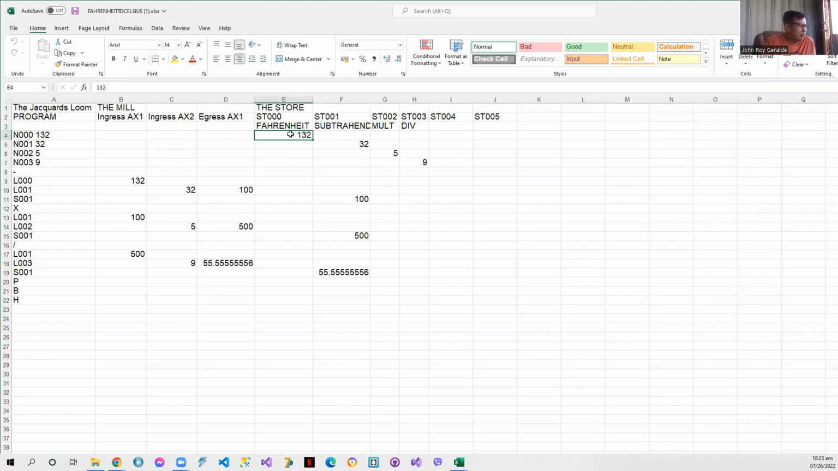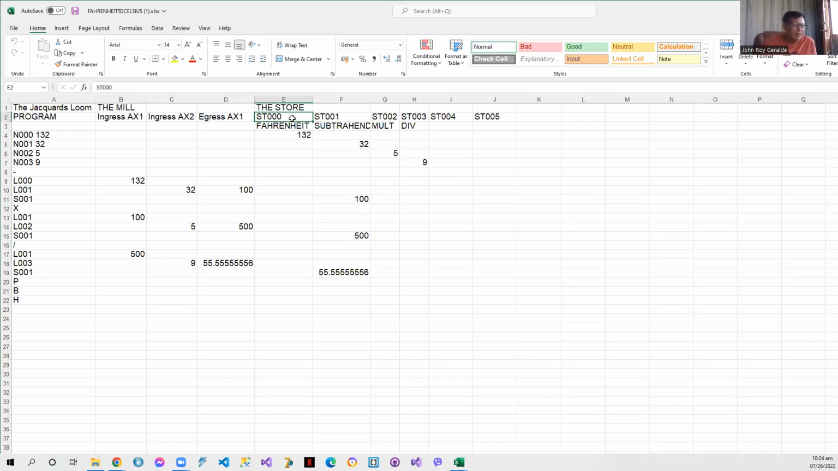So N00, that's 132. N001, 32. N002, this is 5. And N003, this is 9. So the first is subtract 32. So minus L00, which is 132, and 32, which gives us 100. Okay? You follow? And we store it to the value here because this will be our result. Then we multiply it by 5. We store the value here. And finally, we divide it by 9. We store the value here and we call a PBH. Any questions?